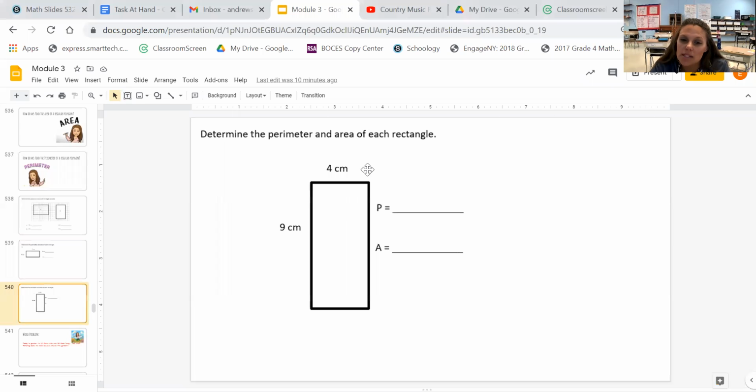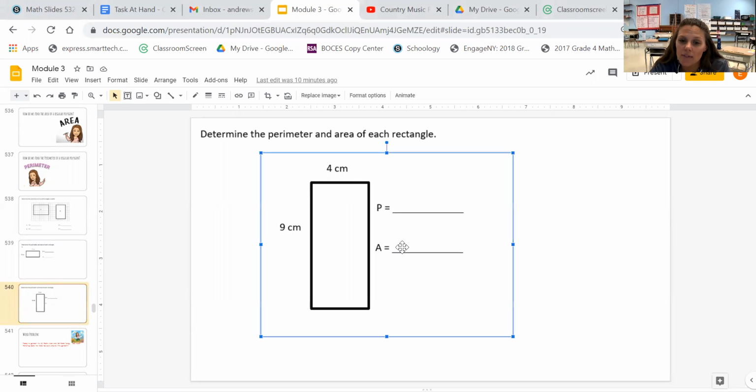Your next question was 9 times 4. So for the area, if you solved this correctly, you should have had 36 centimeters squared or squared centimeters. And if you found the perimeter correctly, you did 2 different ways. You could have done 4 plus 4, which is 8, and 9 and 9, which is 18. So 18 plus 8 would be 26. Or you could have multiplied 13 times 2, either one. And that was just centimeters, okay?